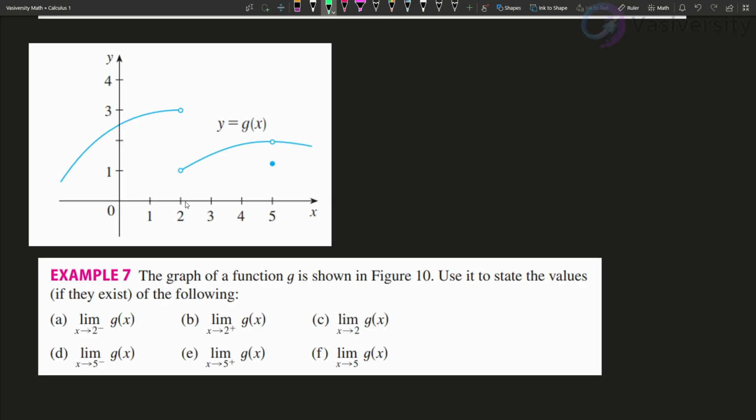So here's x equal to 2, and this is our g of x. We're approaching it from the left, meaning that we're approaching it from here. What value is it? This is equal to 3. How about approaching it from the right? From the right, we're going this way. That's equal to 1. So does the limit exist? No, because these two, a and b, are not equal. So this one does not exist. We will literally say d and e.